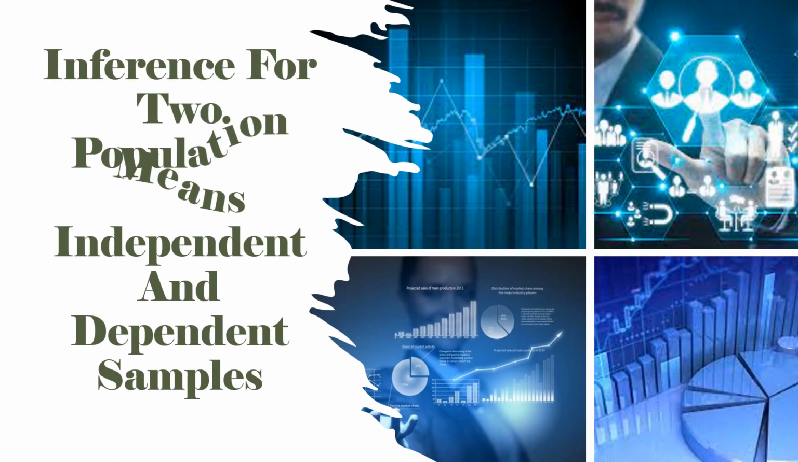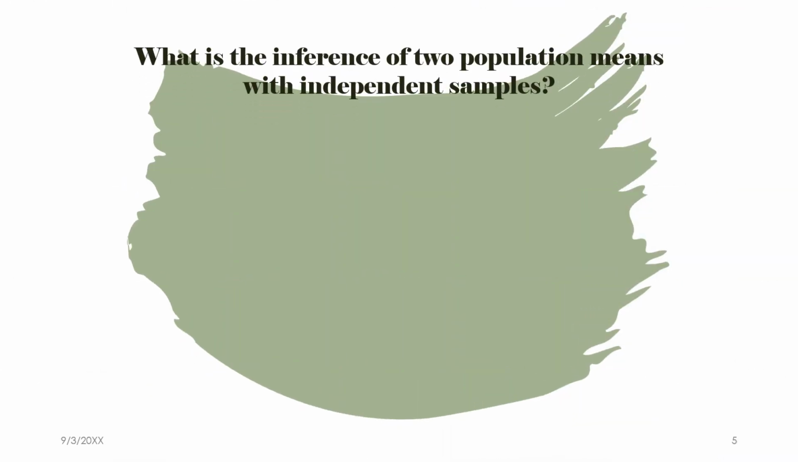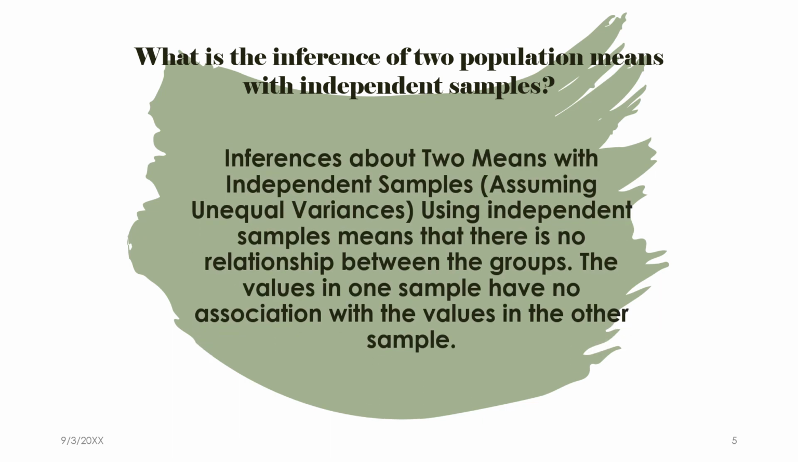Inference for two population means: independent and dependent samples. What is the inference of two population means with independent samples? Inference about two means with independent samples, assuming unequal variance. Using independent samples means that there is no relationship between the groups. The values in one sample have no association with the values in the other sample.